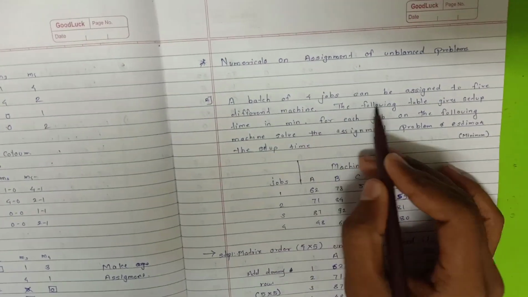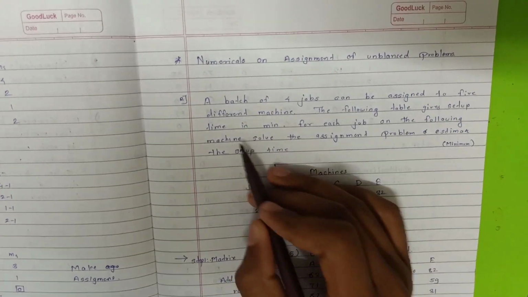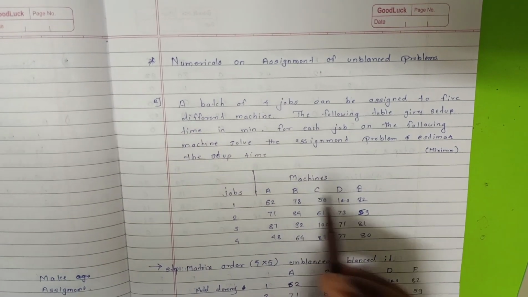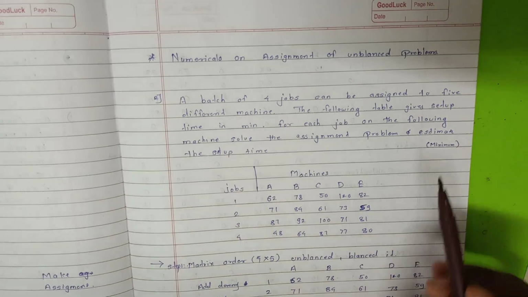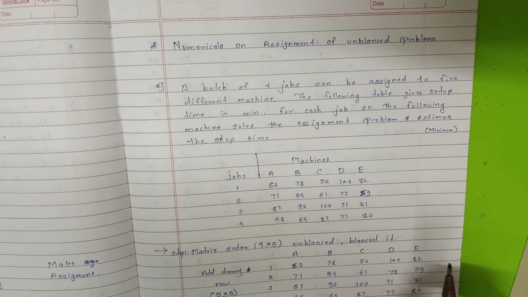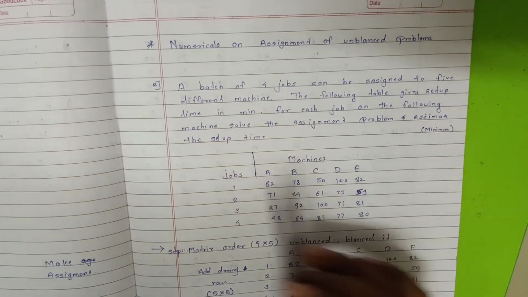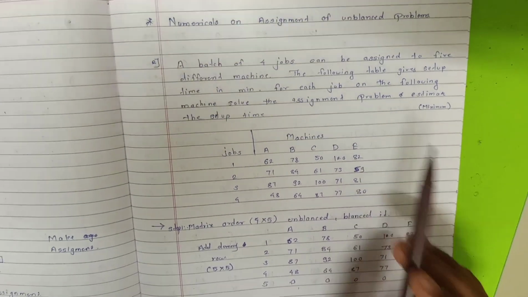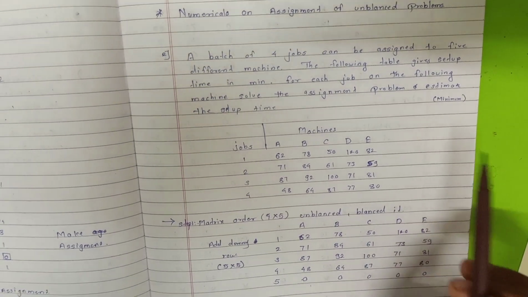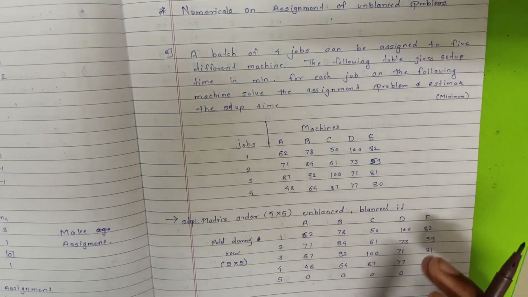We have given a batch of 4 jobs that can be assigned to 5 different machines, and the following table is given. So the time of the machine is given. So for each of the following machines, solve the assignment problem so that the estimated setup time should be minimum.